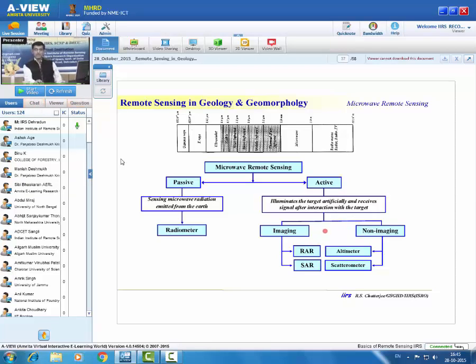So based on that we can interpret different materials, different kinds of features and different kinds of information. In the case of active, this is also known as radar remote sensing, radio detection and ranging. So it can be imaging radar, it can be non-imaging radar. In the case of imaging radar, again there are classes like real aperture radar or RAR, or side-looking airborne radar, and then presently what we are using mostly is synthetic aperture radar because here the resolution is good enough for our standard applications. And the non-imaging radar includes altimeter and scatterometer.